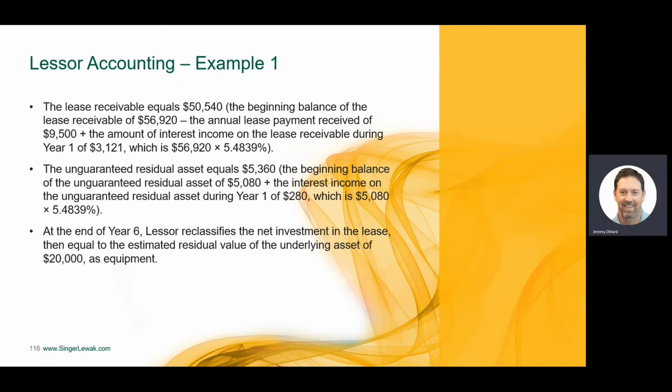Following this amortization methodology will ultimately result in a residual value guarantee of $13,000 and the unguaranteed residual asset of $7,000 being combined to the $20,000 expected fair value at the end of the lease.